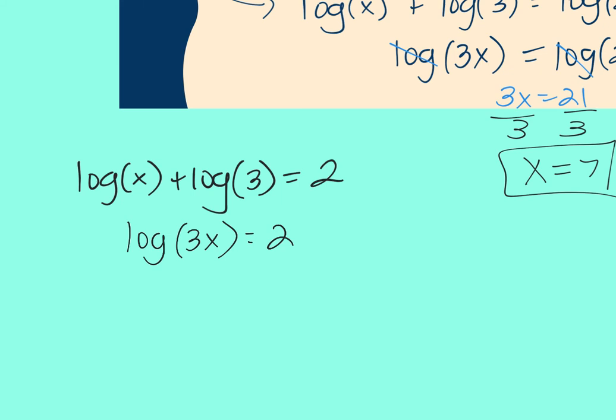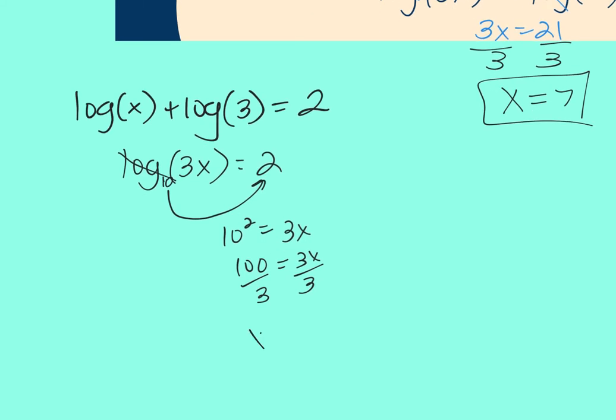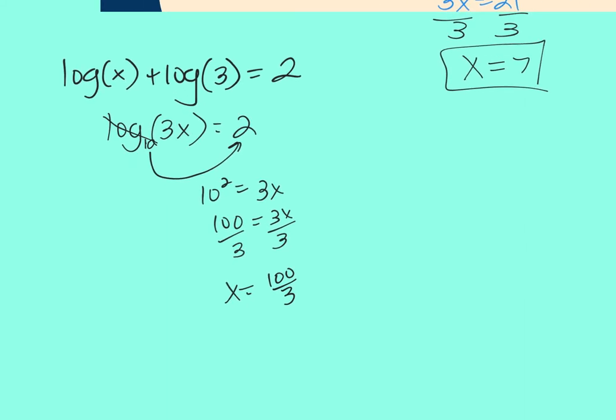Almost. What's the base on that log? 10. So now the 10 picks up the 2, drops off, leaving the 3x. So 100 would equal 3x. And then I divide both sides by 3. And x is 100 over 3, which would be the exact answer. If I had the calculator, it would be 33.3 repeated.